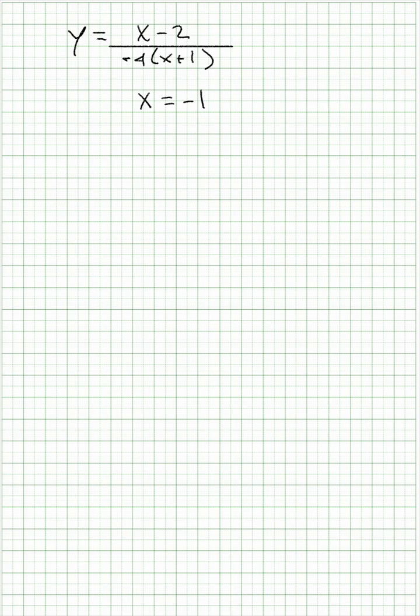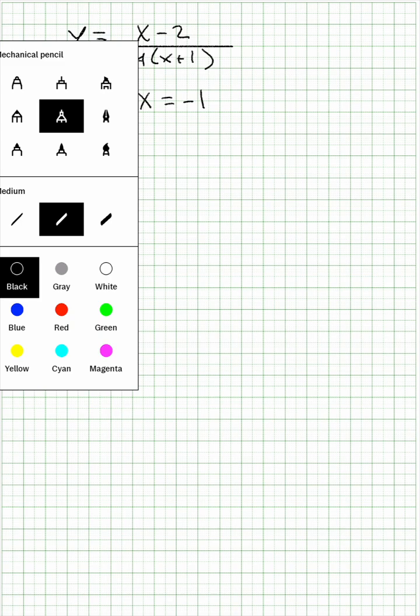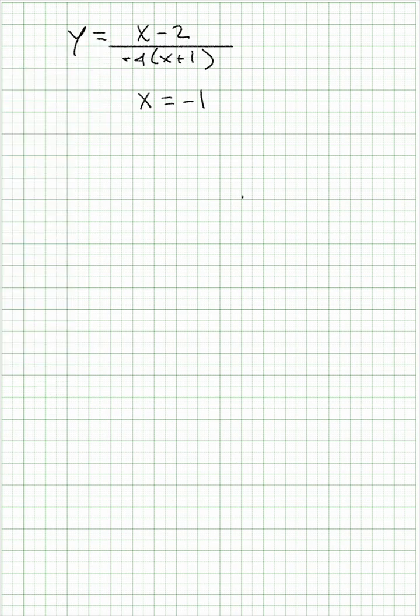Next, we have to do the horizontal asymptote. So remember, there's 3 cases to look at for that. I'm going to call the degree of the numerator, which is the highest power you see in the numerator, n. And I'm going to call the degree of the denominator, or the highest degree you see in the denominator, d, just to make things easier. So case 1 is d is greater than n.